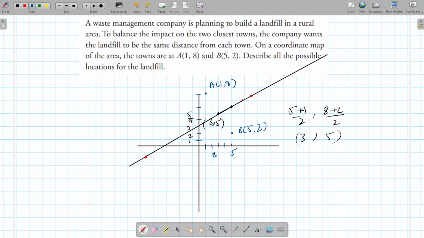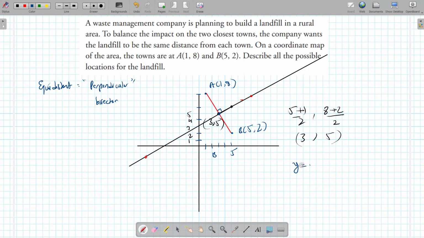Remember this: anytime you see equidistant, you need to think of the word perpendicular. This line, which I haven't drawn perfectly, is going to be perpendicular to this line. In fact, this is called the perpendicular bisector. It meets the other line at 90 degrees, and it also cuts it exactly in half. That's why we found the midpoint first.